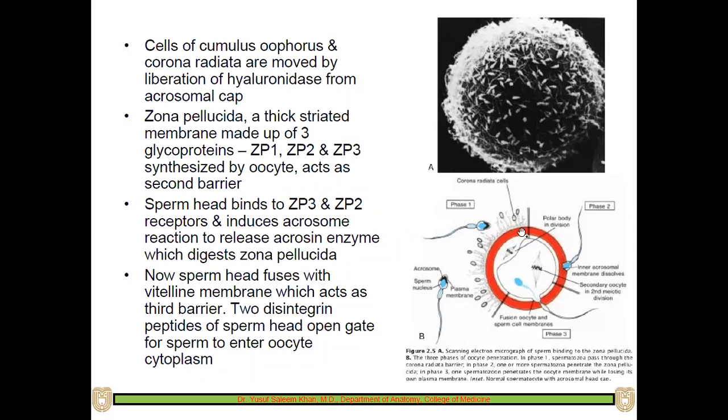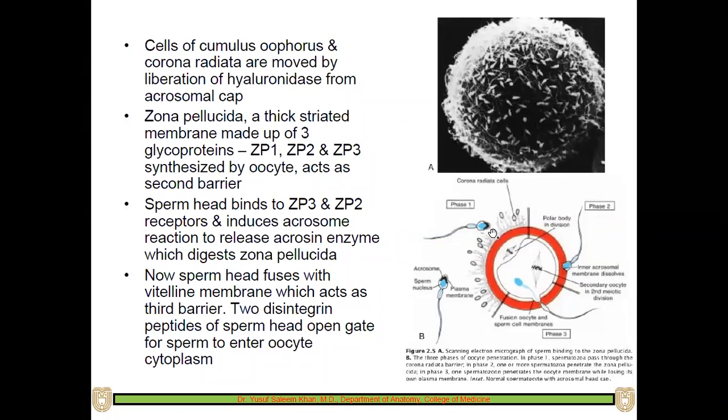Then the next barrier is the zona pellucida. This is the zona pellucida, a thick striated membrane made up of 3 glycoproteins: ZP1, ZP2, and ZP3, synthesized by the oocyte. The oocyte is here, so it has synthesized these 3 glycoproteins, which act as the second barrier.